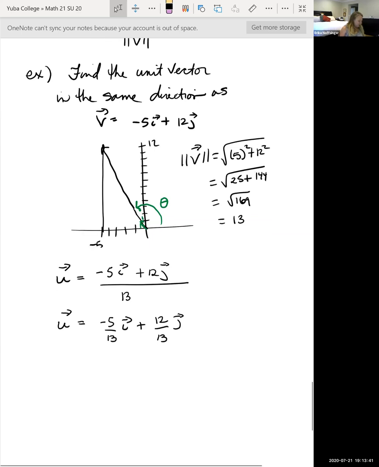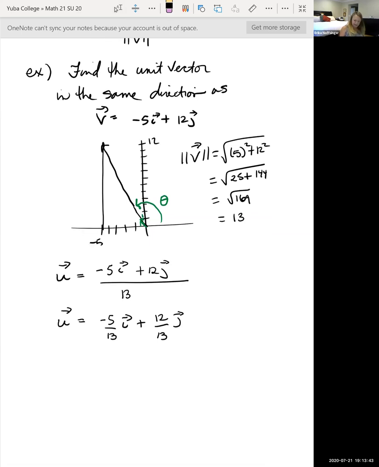Okay, so skip what I was just going to say, but basically vector v is equal to the magnitude of v, all times cosine of alpha times our vector i plus sine alpha vector j. Here's a new rule.